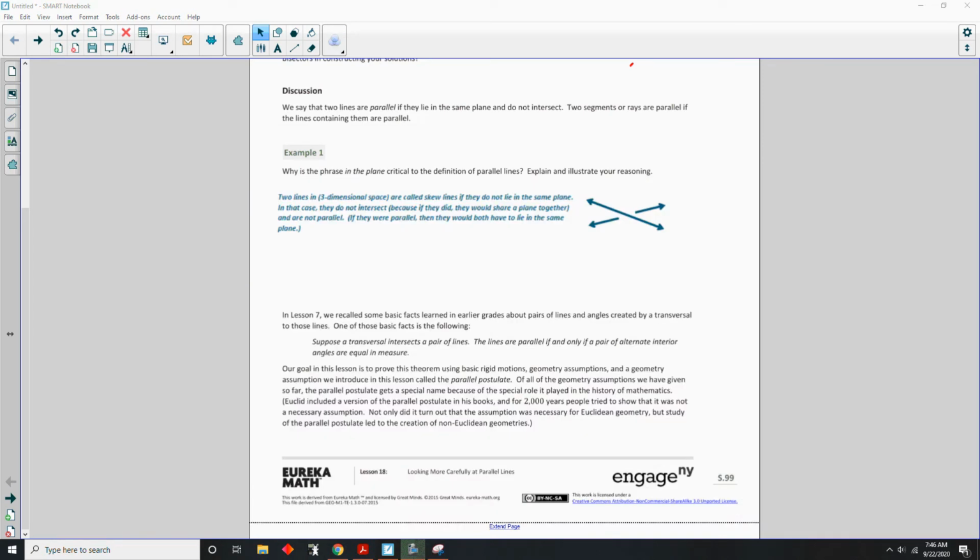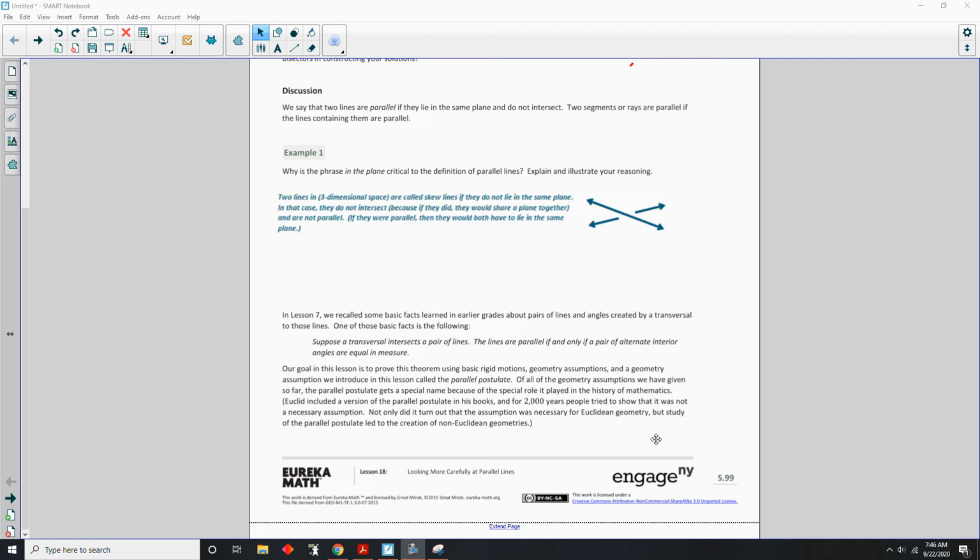Okay, so two lines in three-dimensional space are called skew lines if they do not lie in the same plane. In this case, they do not intersect because if they did, they would share a plane together and are not parallel. If they were parallel, then they would both have to lie in the same plane.